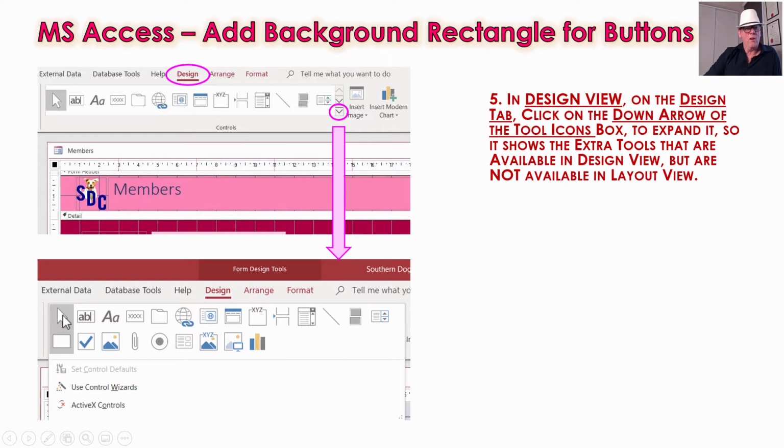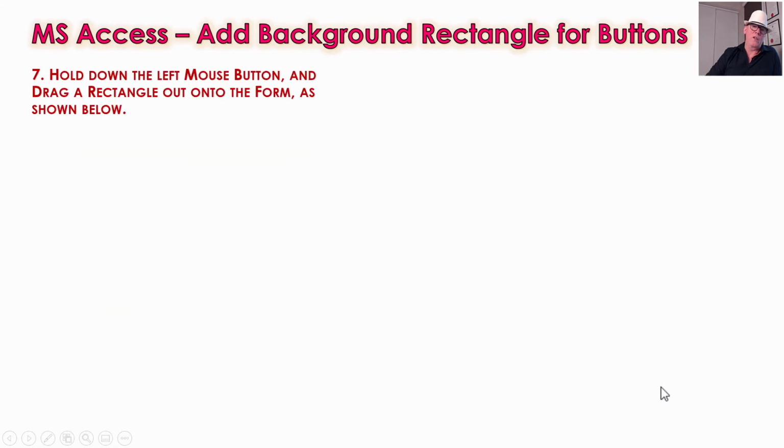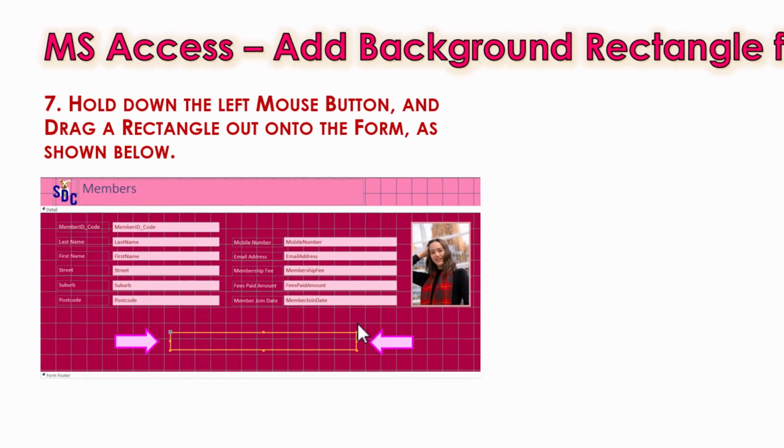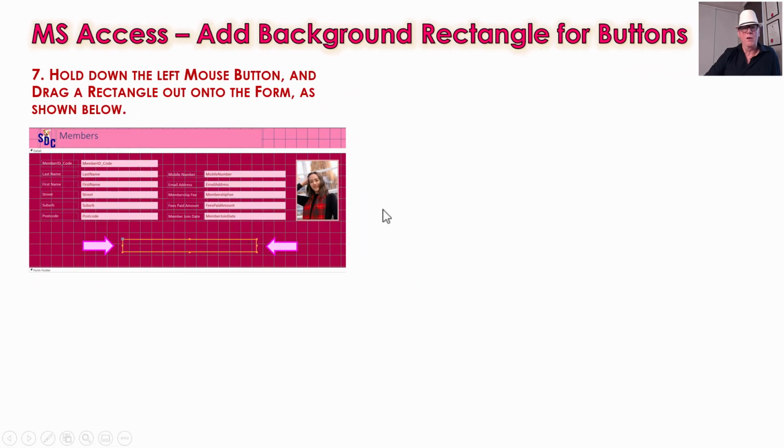Okay, so normally you're on the arrow, the cursor key, so that you can just go on your form and click on things to highlight them and change them. But we're going to go on to the rectangle tool. So you're going to click on the rectangle to make it active. There's that control wizard stuff we told you that doesn't seem to work in our Access. But anyway, click on this rectangle so it's the active tool, and then we can hold down our left mouse button and draw a rectangle and resize it. So we need to get this background rectangle here at the bottom of our members form while we're in design view. So do that.